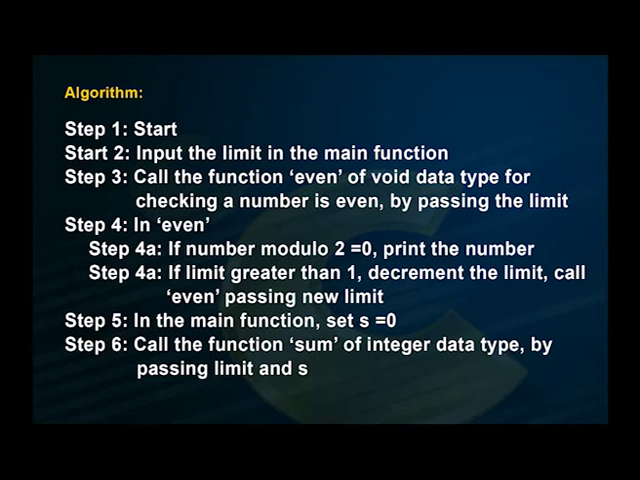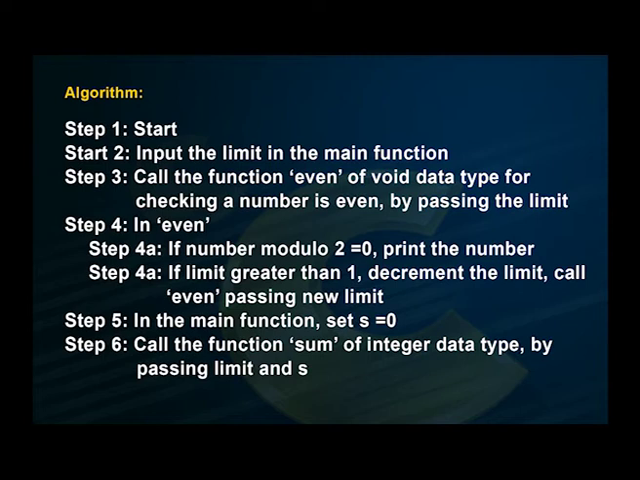Let us first see the algorithm. Step 1, start. Step 2, input the limit in the main function. Step 3, call the function even of void data type for checking a number is even by passing the limit. Step 4, in even, step 4a, if number modulo 2 equal to 0, print the number. Step 4b, if limit greater than 1, decrement the limit, call even passing new limit.